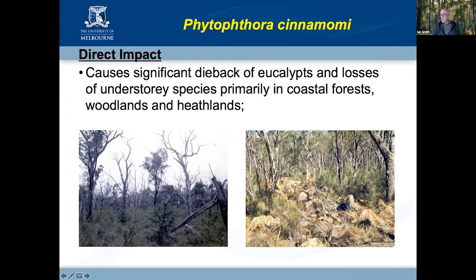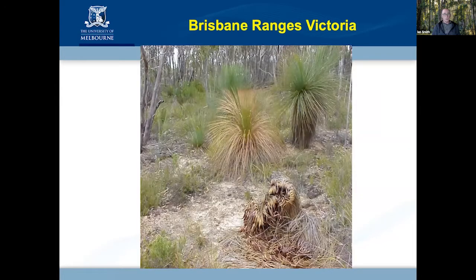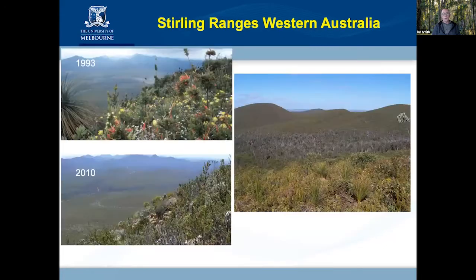And this is the sort of dieback that you get, in this case in South Gippsland, but in eastern South Gippsland and the Grampians. This is Wilson's Promontory, so you can see how it's got into the soil and it's killing the plants as it goes. And again, this is the Otway Ranges. In Western Australia, you can see these quite devastating pictures in 1993. This was taken in one of the Fitzgerald and Stirling Ranges in Western Australia. You can see what it looked like there. And this is in 2010. You can see it's been completely devastated by the pathogen.